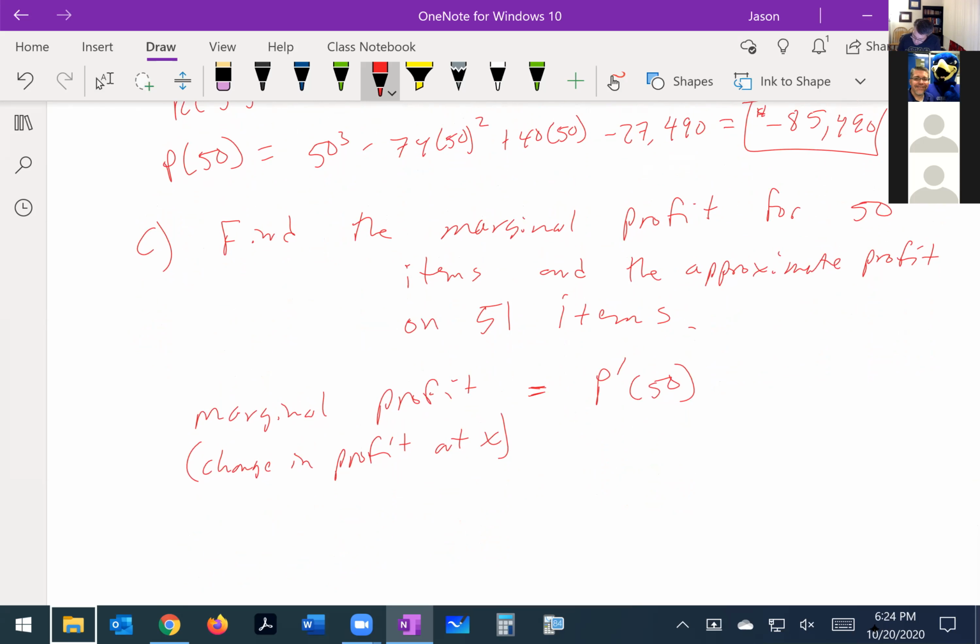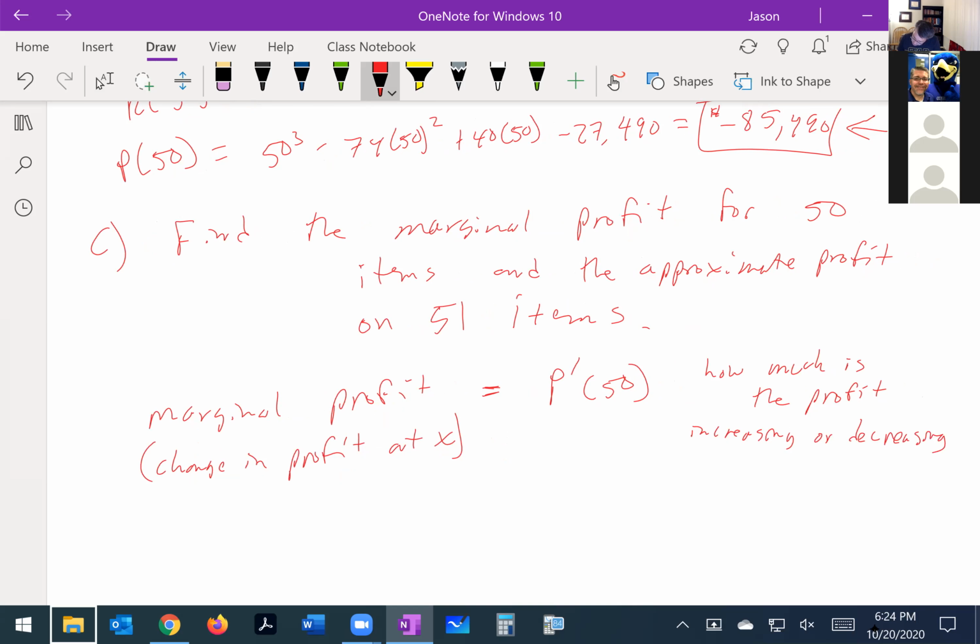So what's the marginal profit? This is how much the profit is increasing or decreasing when 50 units are being produced. How much is the profit increasing or decreasing when 50 units are being produced? So we just need to find out what's P prime of 50.